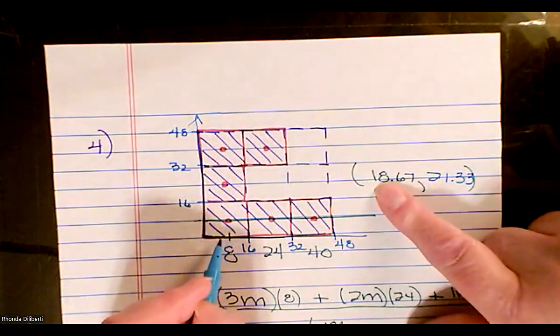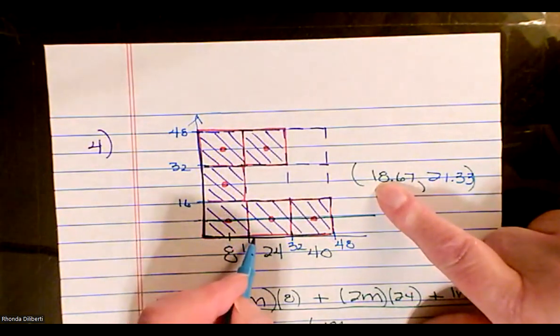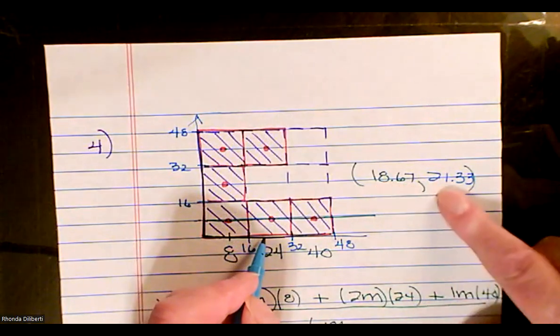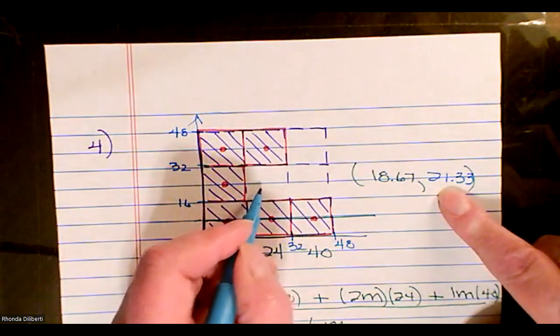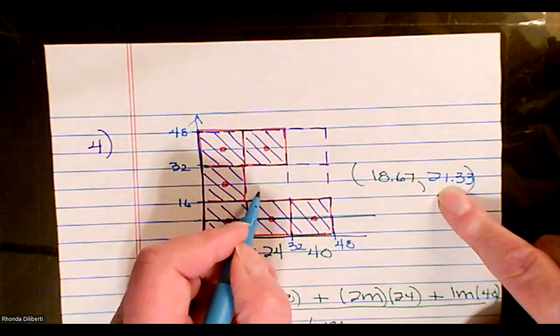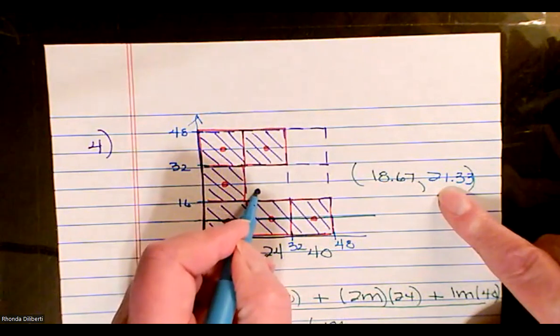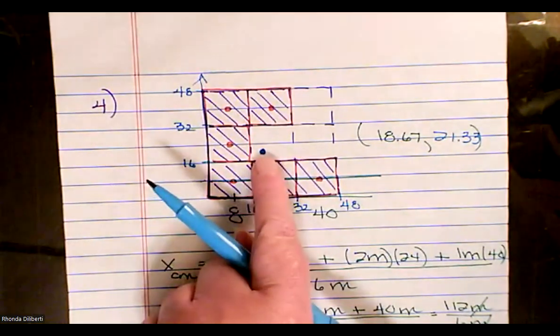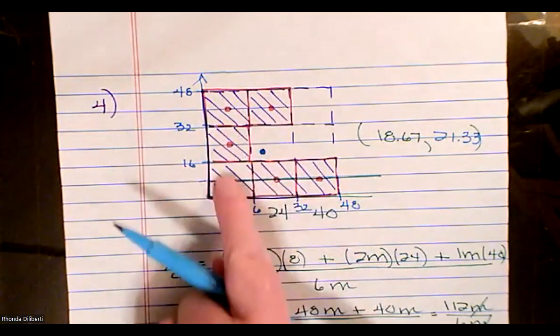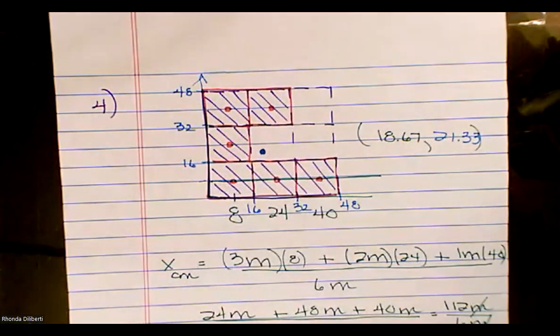All right, let me map that out. So 18.67. So here's 16, 17, 18, up 21, 16, 24. I know, maybe like about right there. Look at that. The center of mass is not even part of the shape. Yes, that can happen. The center of mass doesn't have to be on the physical object.